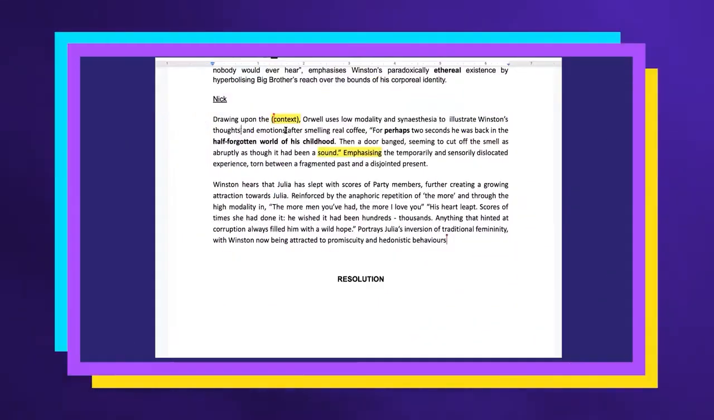Winston's thoughts and emotions. Again, you're kind of vague there. You guys, you see how vague that is? "For perhaps 2 seconds, he was back in the half-forgotten world of his childhood. Then a door." Look how big that quote is. Way too long, right? Way too long. "Emphasizes the temporarily and sensorily." Let's just go with one of those.